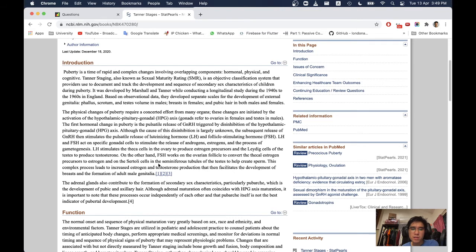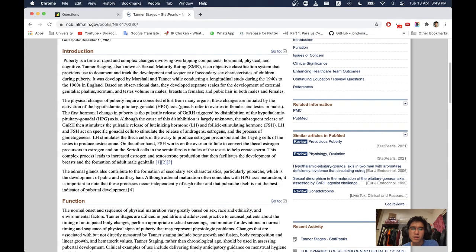LH stimulates the theca cells in the ovary to produce estrogen precursors and the Leydig cells of the testes to produce testosterone. On the other hand, FSH works on the ovarian follicle to convert the theca estrogen precursors to estrogen and on the Sertoli cells in the seminiferous tubules of the testes to help create sperm. The complex process leads to increased estrogen and testosterone production that then facilitates the development of breasts and the formation of adult male genitalia.